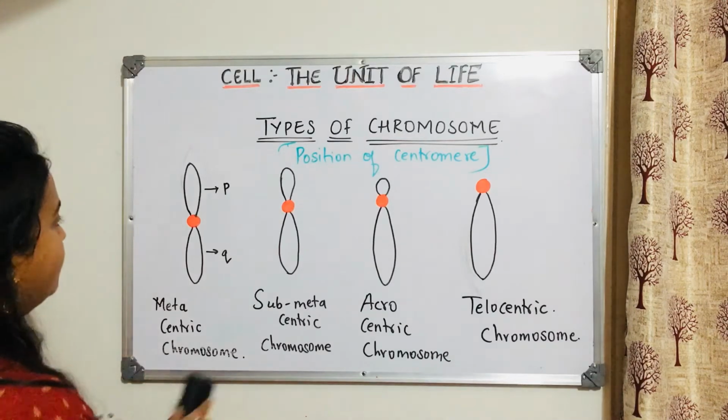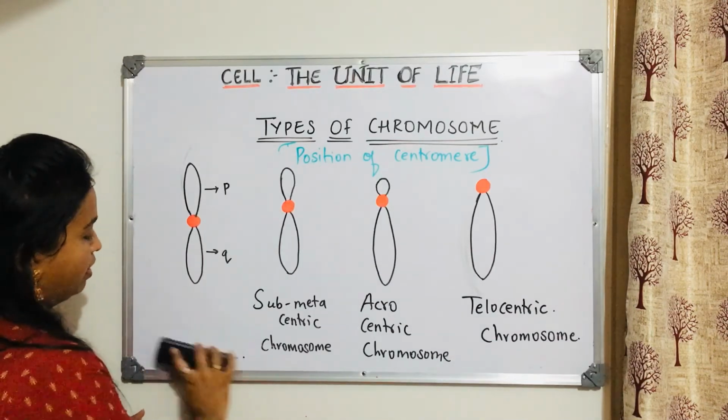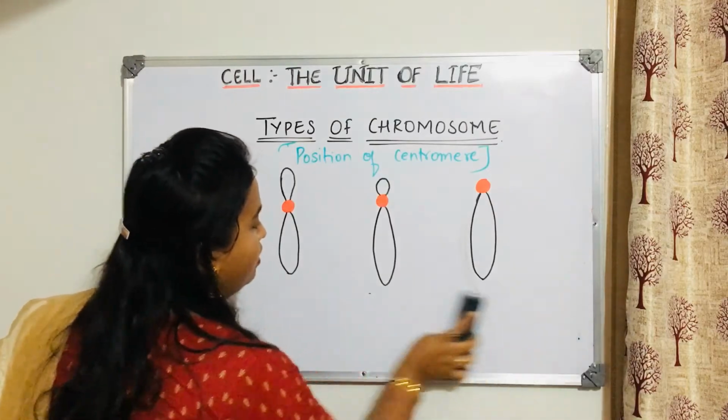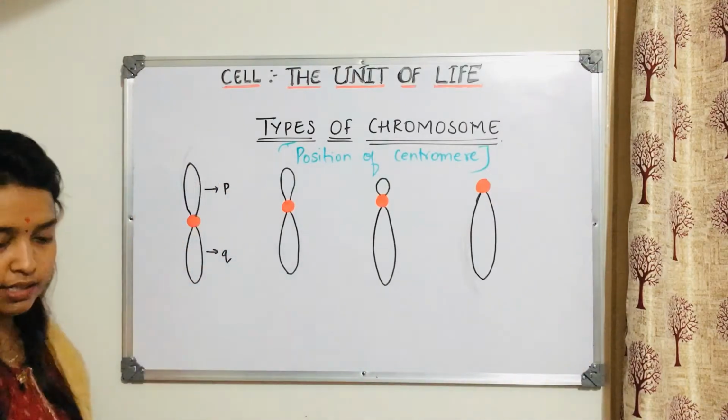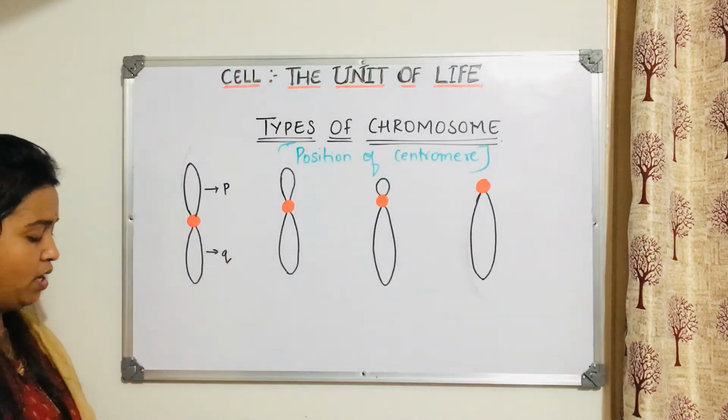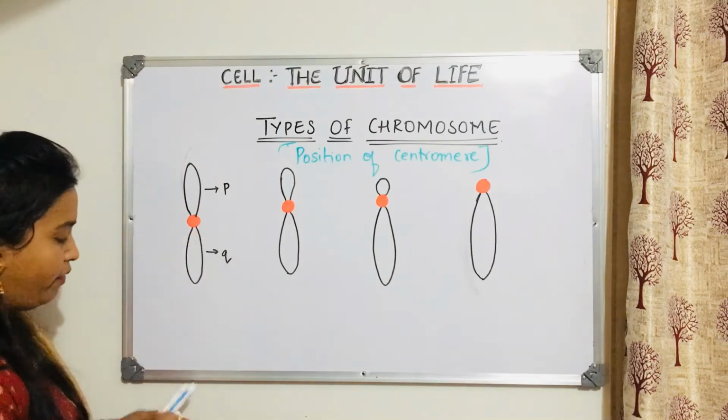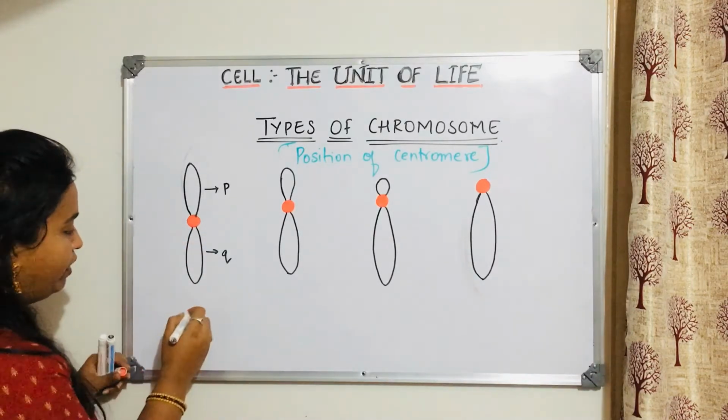Okay, we'll see that. I'll just rub this. I'll just show it here only so that you can easily get connected. What you can see here is that the centromere will be connected. I'll show you with the help of a cell.